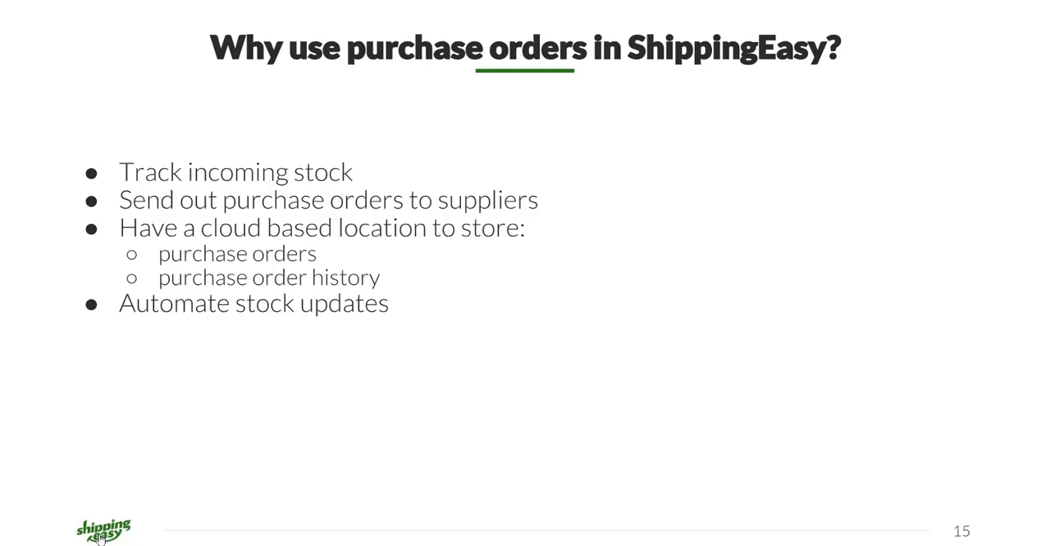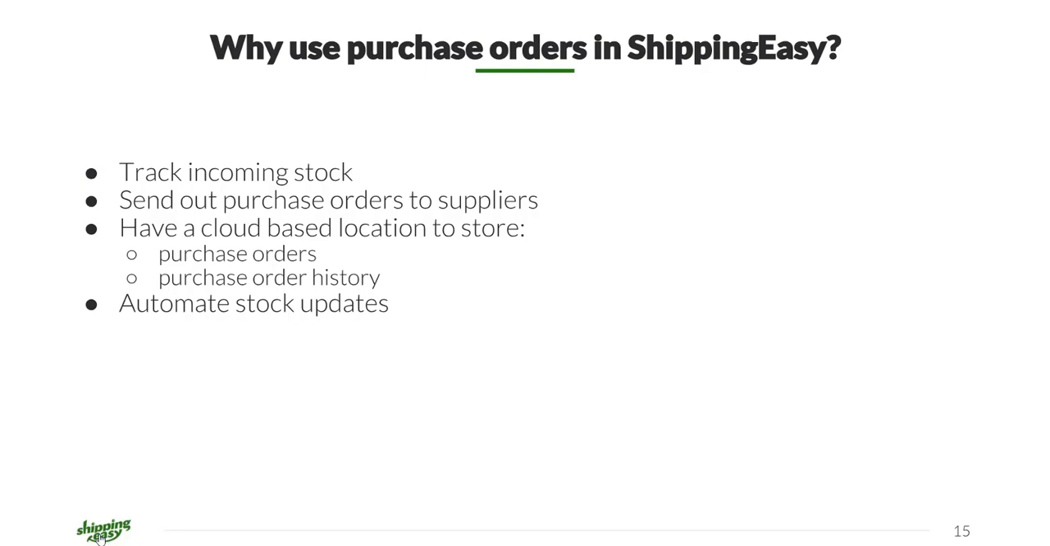So purchase orders are available to be sent to your suppliers. You can print them out via PDF, save the PDF and email to your supplier if needed, or even have ShippingEasy email the supplier directly for you. This also serves to have a cloud-based solution for storing your purchase orders. Even if you're not using ShippingEasy to send your purchase orders to your suppliers, you can create placeholder purchase orders so that you'll be able to see your pending orders, and you can have one place where you can go and look at the history of your product.